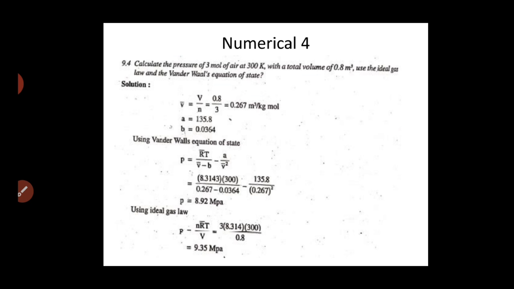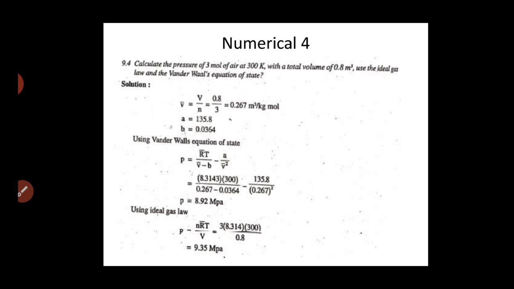So first we will go by the Van der Waals equation. We know that the molar specific volume V bar is equal to V divided by N. Capital V is volume, N is the number of moles. So volume is given as 0.8 meter cube and N is given as 3. So you get V bar is equal to 0.267 meter cube per kg mole. This is molar volume.